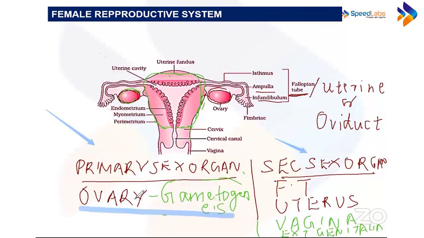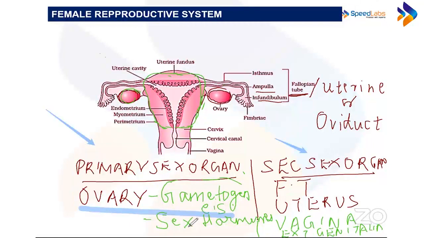Why is the ovary called a primary sex organ? It is called a primary sex organ because it helps in gametogenesis and also in the production of sex hormones. आपको पता है ना that ovary produces the female hormones estrogen and progesterone. So estrogen और progesterone जो है, these are not a single hormone, they are a class of steroid hormones.